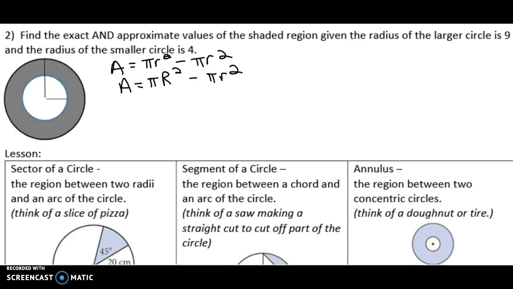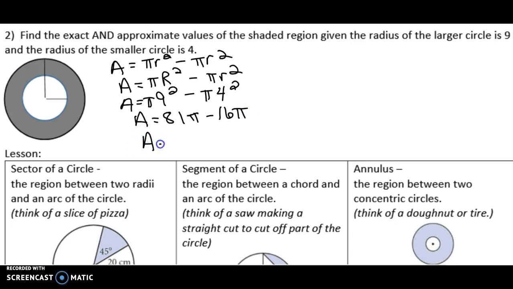All right, so it says the radius of the larger circle is 9. So that's what we'll fill in for the capital R there. Pi 9 squared, and then the radius of the smaller circle is 4. And then on your homework, I think I asked you to leave it in terms of pi, so exact in terms of pi, and then also as a decimal.